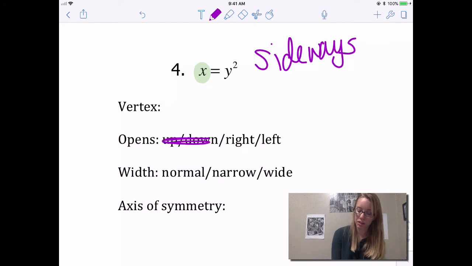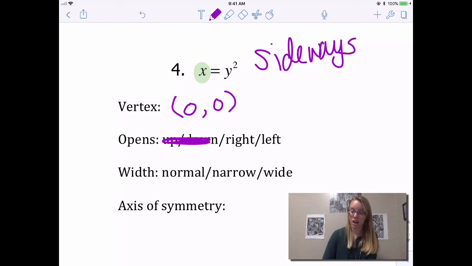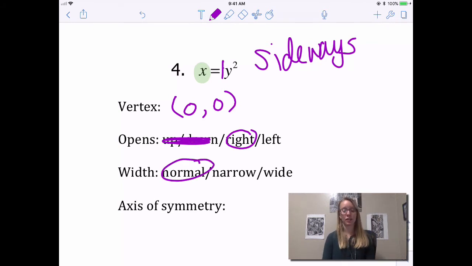So we know it can't be up or down. It's got to be right or left. Our vertex, since there are no numbers with y, the y value is 0. There's also no number tacked on at the end, so it's 0. My 1 is positive, so it's opening to the right. Since it's a 1, it's normal. Okay, so if nothing's really happening, you're going to have all of the normal characteristics. It's not being stretched or squished or anything like that. And our axis of symmetry is y equals 0.